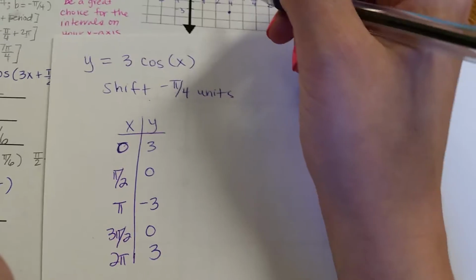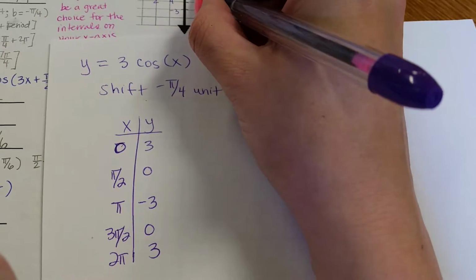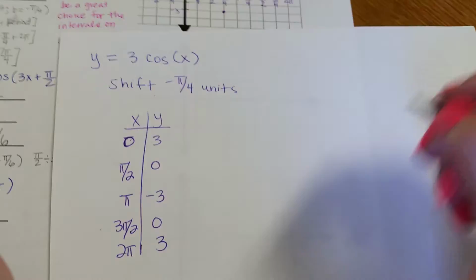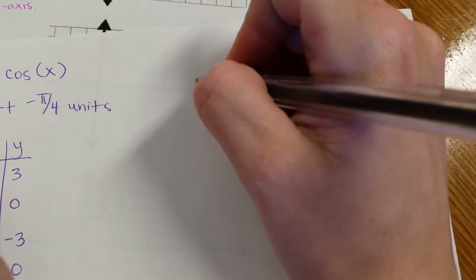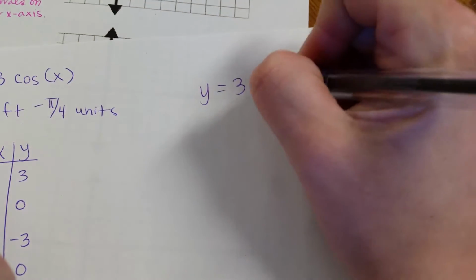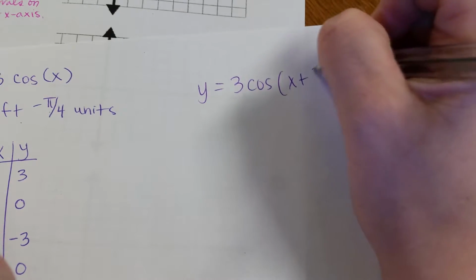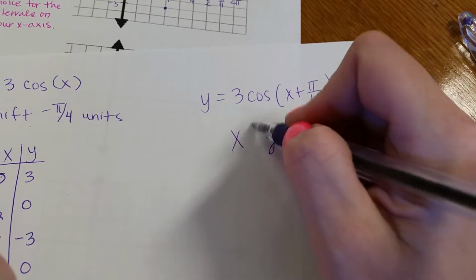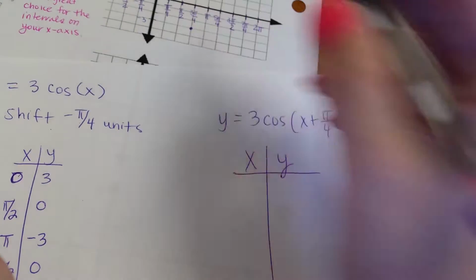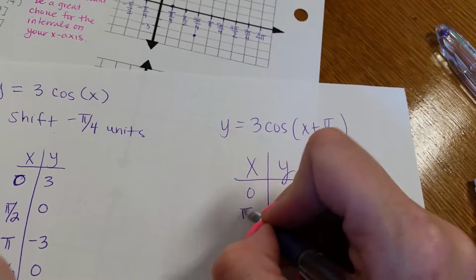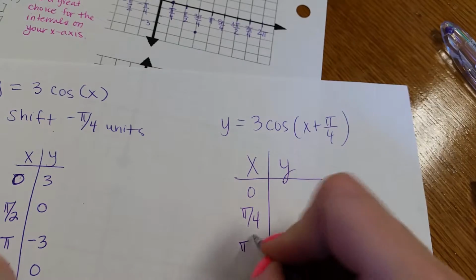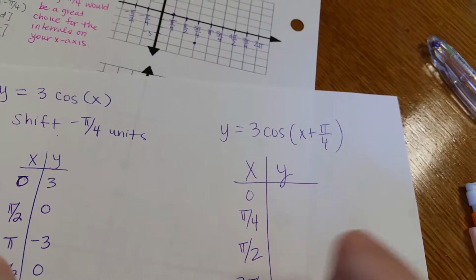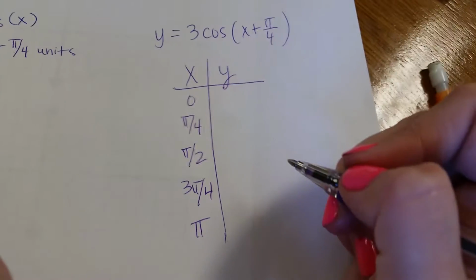Now, the other thing you could do is plug these units into your original equation and do it from there. So if you said, okay, I know it's y equals 3 cosine of x plus pi over 4, and I want to do my xy table for this, now you could start doing 0, pi over 4, pi over 2, 3 pi over 4, pi, and you could just plot your points like normal.